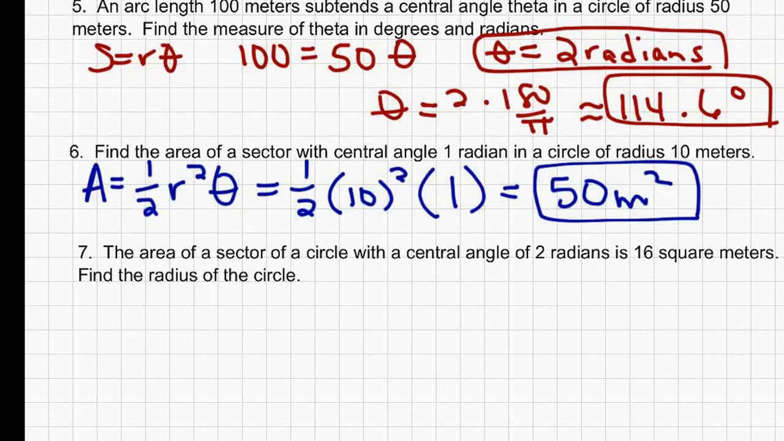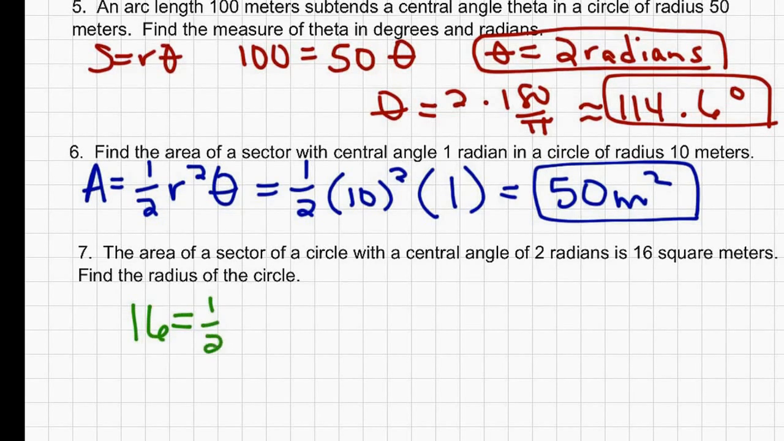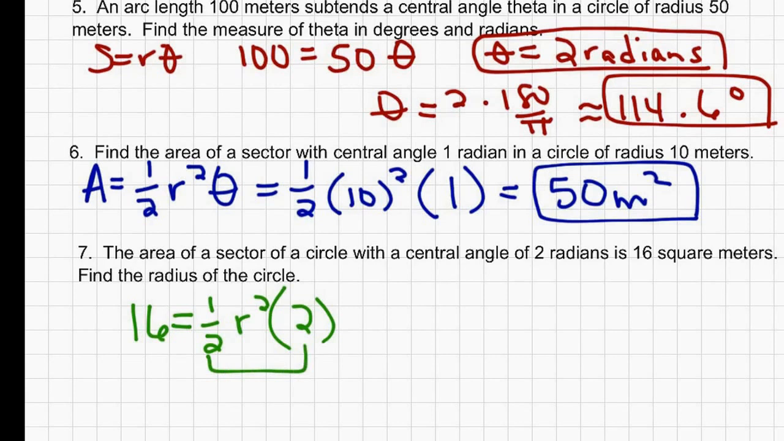Number 7. The area of a sector of a circle with central angle of 2 radians is 16 square meters. Find the radius of the circle. Well, this time I know the area is 16, and I also know the angle is 2 radians. What I don't know yet is what the radius is. So what I'm going to do is start by multiplying these two together. The reason that I can do that is because it says 1/2 times r squared times 2.